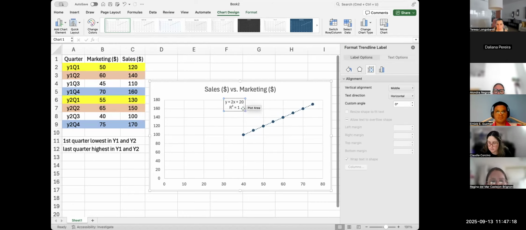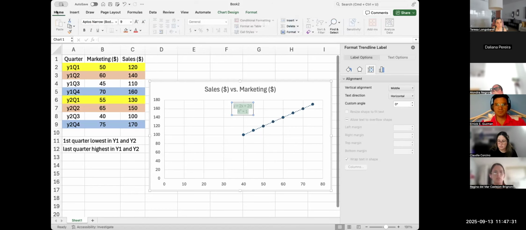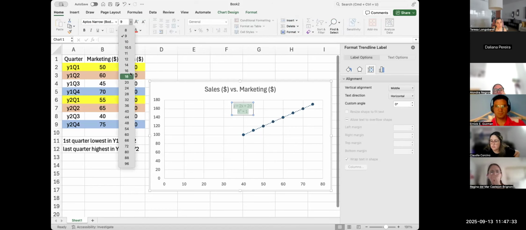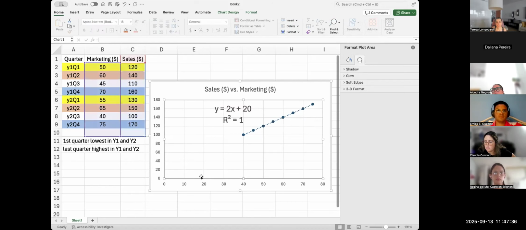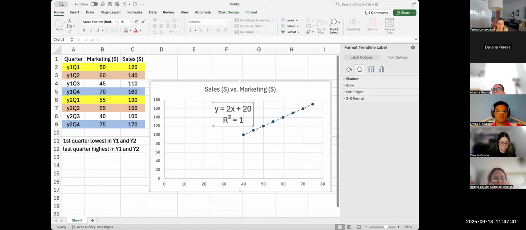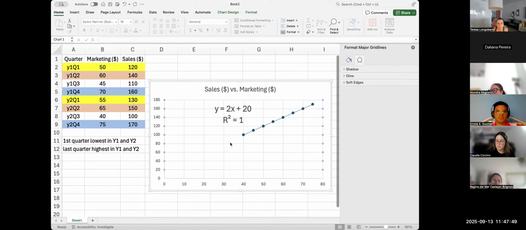I want to make this bigger. I'm going to change the font. If you guys can't see clearly, let me know. There. So there's the equation. It's a perfect line. So R square will be 1 because R is 1 and then R square is 1 squared. So it's 1. It means 100% of the variation in sales is explained by marketing. That's how you interpret that.